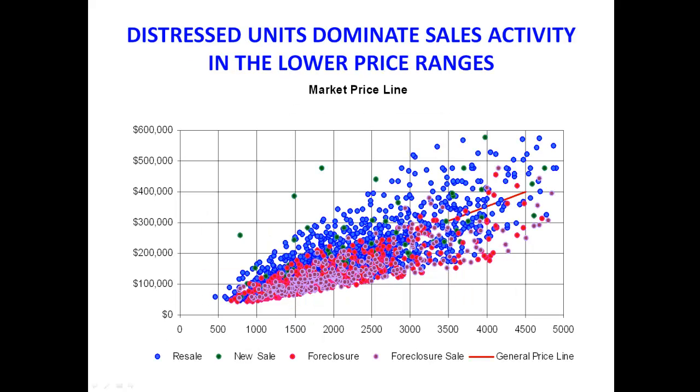This is an array of distressed units with a general price regression line right down the middle. I call your attention to this for a couple of reasons. One, we would expect to see the foreclosures and foreclosure sale volume in the pink and the burgundy at the bottom. That's all normal. Then above that is the resales, and closer to the top and in the larger footage sizes are the new home sales. What we'd really like to call attention to here is if you go to about the 3,000 square foot mark along the bottom axis, what you'll see is a real dropout in foreclosure and foreclosure sale volume.